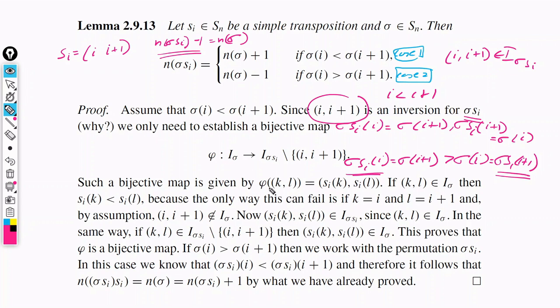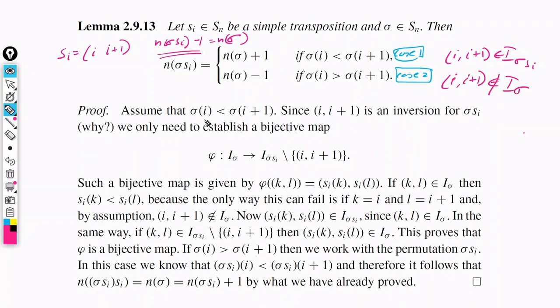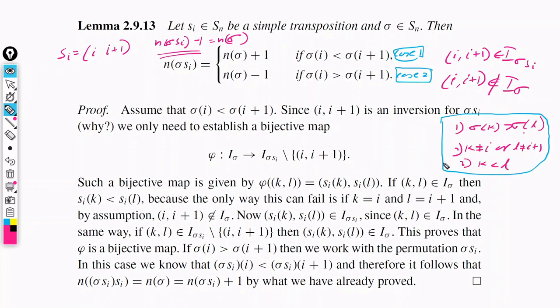This function is defined as follows: you take (k, l) from I of sigma, then its image phi(k, l) is defined as (Si(k), Si(l)). Our assumption is sigma(i) is less than sigma(i+1), so it is clear that the pair (i, i+1) does not belong to I of sigma. Okay. (k, l) belongs to I of sigma means we have these observations: one is k is less than l, second is sigma(k) is greater than sigma(l), and already we have seen that (i, i+1) does not belong to I of sigma.